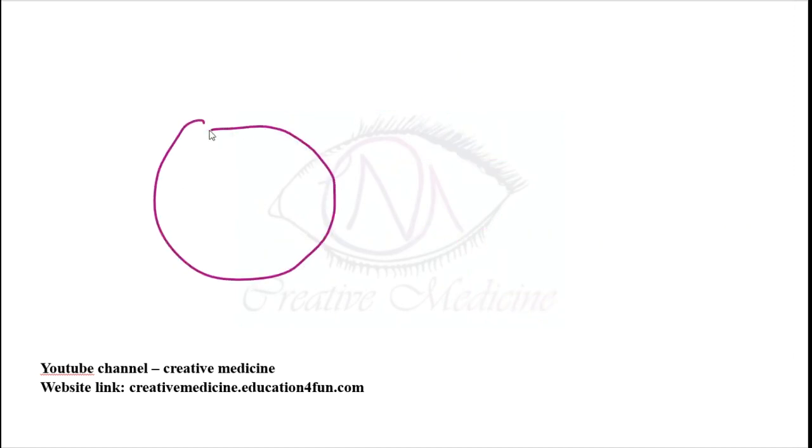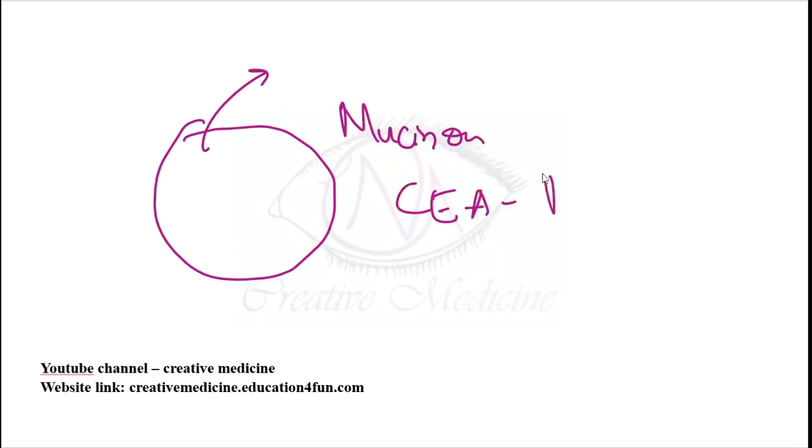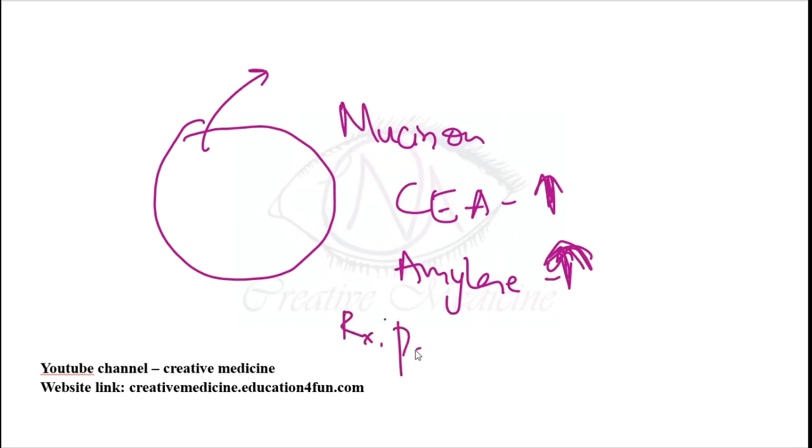On aspiration of the cyst, the content will be found to be mucinous, carcinoembryonic antigen is increased, and amylase is also increased in these patients. Treatment: partial pancreatectomy is the treatment of choice for intraductal papillary mucinous neoplasm.